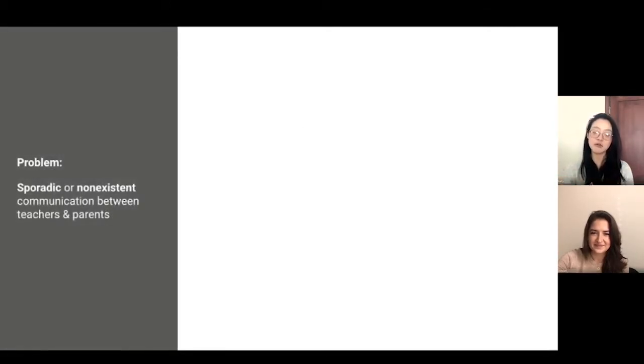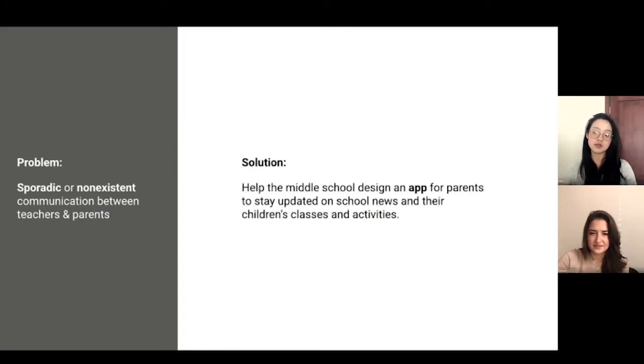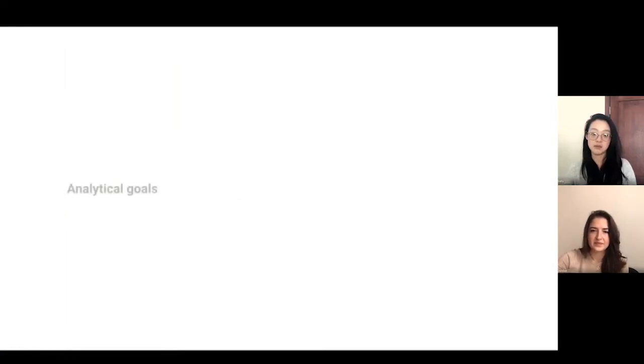So the background problem was that there was sporadic or non-existent communication between teachers and parents. So the solution that we're trying to come up with is to help the middle school design an app for parents to stay updated on school news and their children's classes and activities. But for our analytical goals, we had two.